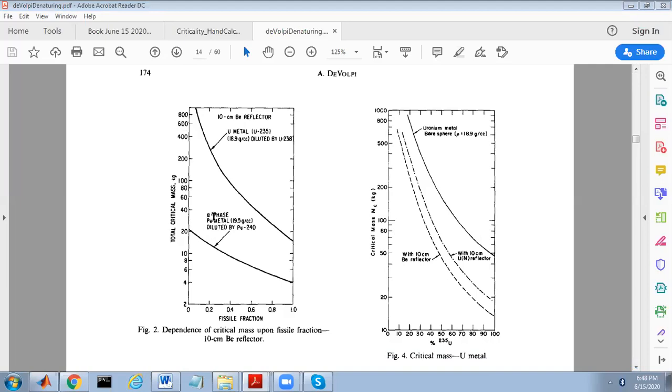So in this figure, you get to see the alpha phase of plutonium, which has a density of 19.5, diluted by plutonium-240. You see the metal 235 of uranium and surrounded by 10 centimeters of beryllium. So look at this, 4.5 kg makes it critical. And here, less than 20 kg makes it critical, compared to 50 kg before.